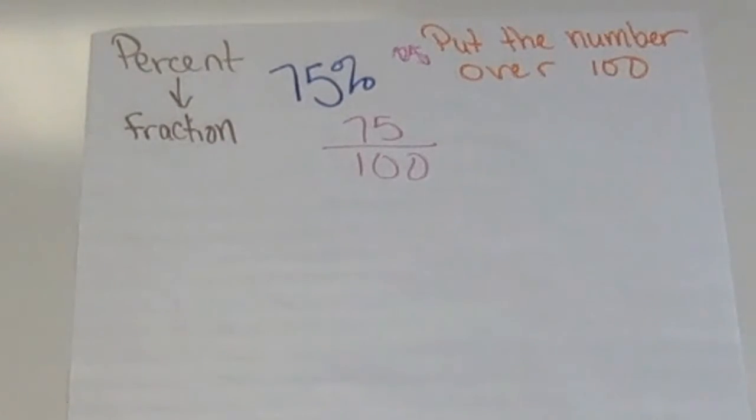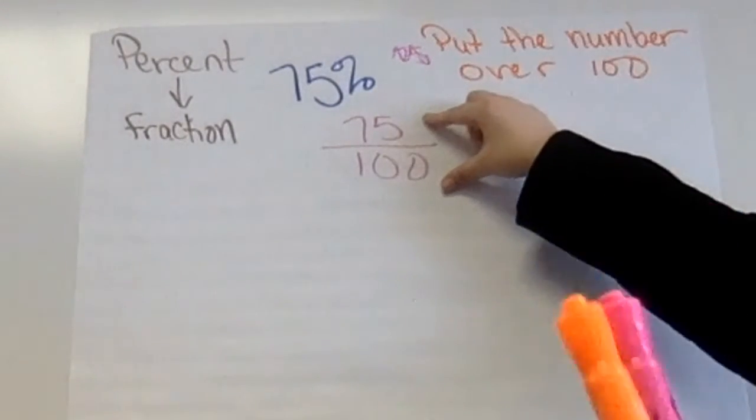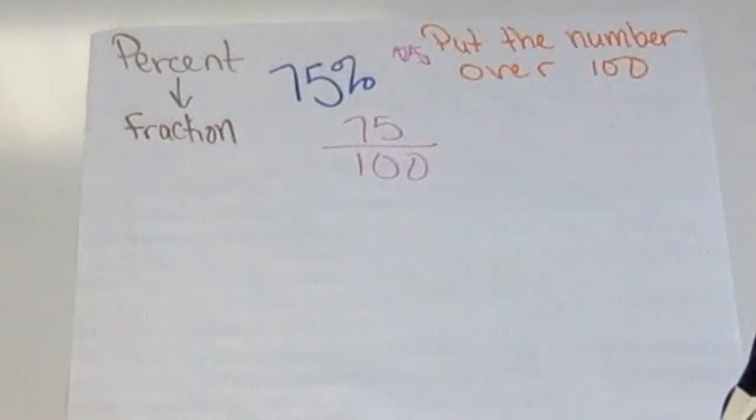Then, because remember, percent is out of 100 anyway. So per 100. Then, the percent is right there, but it just needs to be simplified. So if you have to simplify it, I really need you to simplify it.